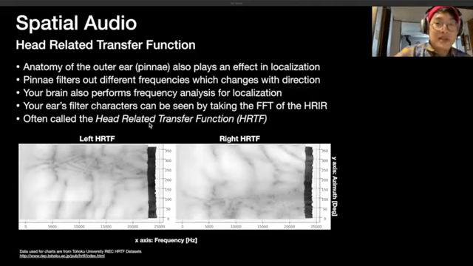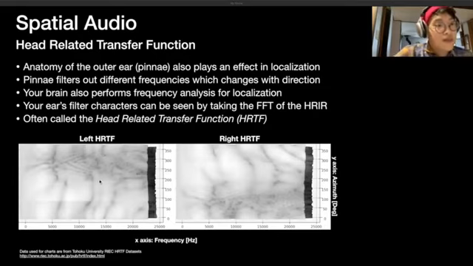But in order to see that frequency spectrum, you will have to take the Fourier transform of the head-related impulse response. And that gives us the head-related transfer function. And for those of you who have been reading a little bit in spatial audio literature, I'm sure this is a term that comes up quite frequently.